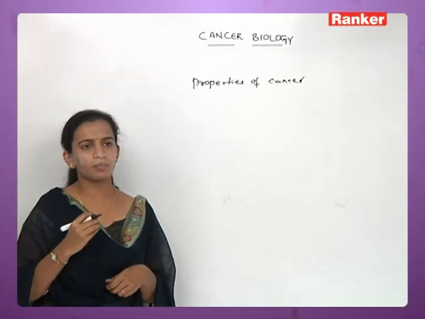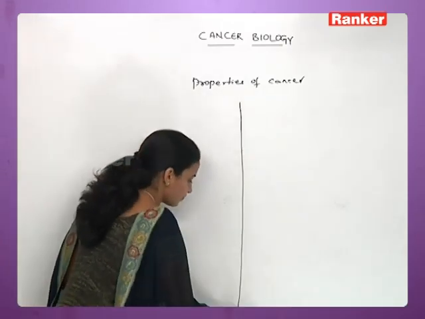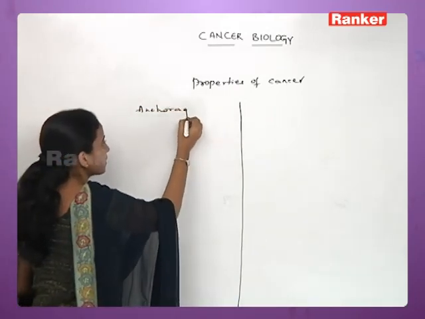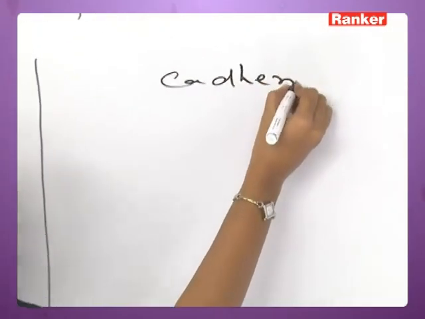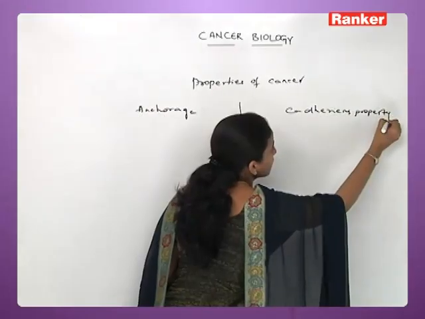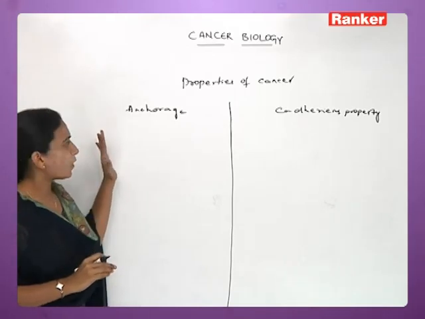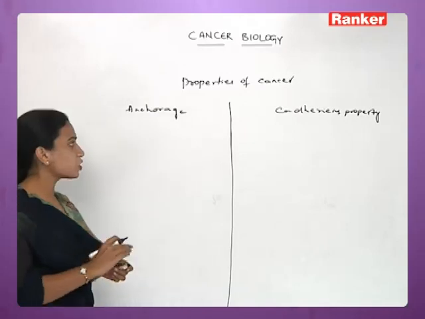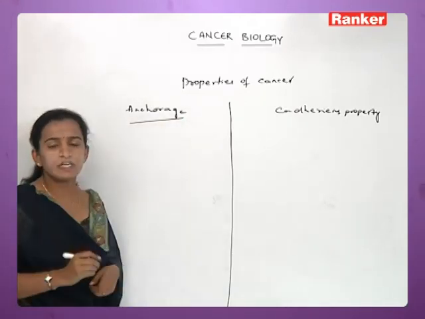While coming to the properties of the cancer, here you can see two properties. Let us divide. The first one is going to be anchorage property. The other one is called cadherency property. So there are two properties: one is anchorage, the other one is cadherency property. While coming to the anchorage property, let us see. There you need to take an example.